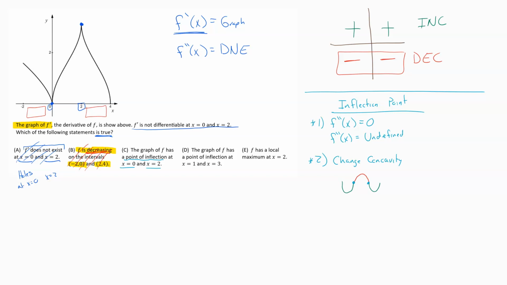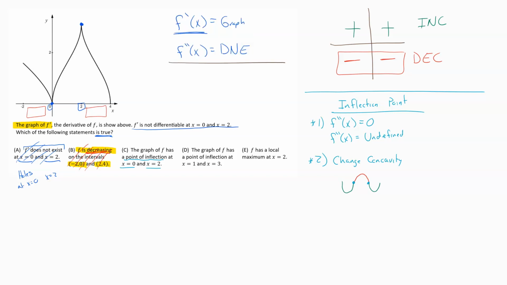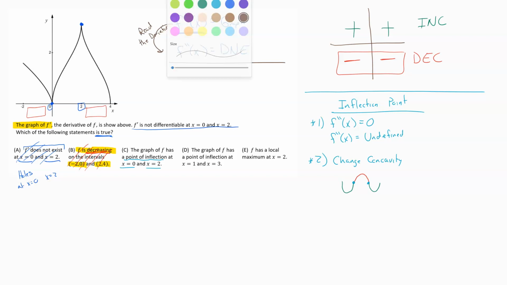Well, then to find out this information, we need to be able to read off the second derivative data from our first derivative graph, which really means you're going to be reading off the derivative, right? So we're not reading off concavity off of this graph, we're reading the derivative of this graph, and that's going to tell us second derivative information.